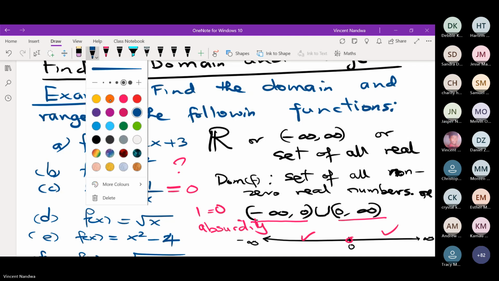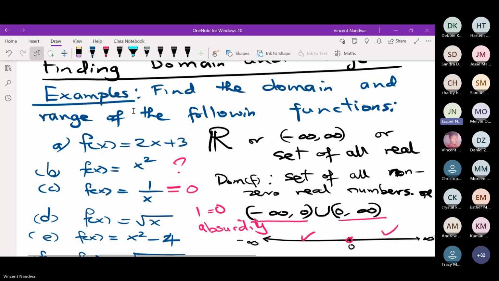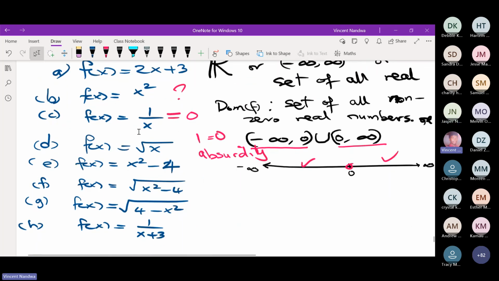Then let's go to the next one. f of x is root x. So let's find the domain. I remember we start by a random search or random test. Pick negative real numbers, pick 0, and then pick positive real numbers and see which ones work and which ones don't.